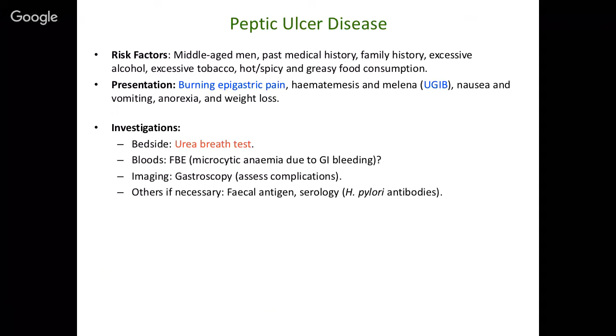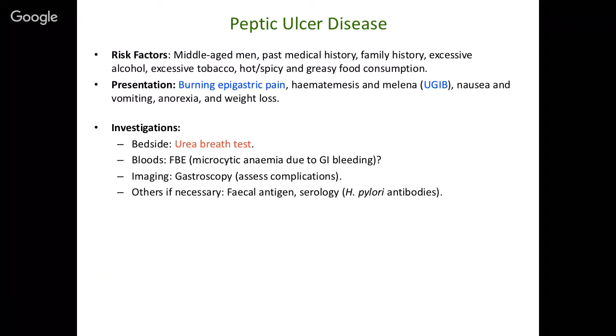Always good to do an FBE, specifically because peptic ulcer disease is a very common cause of upper GI bleeding. So you want to check if there's what type of anemia? Yeah, microcytic anemia. Iron deficiency, microcytic anemia. Good. Imaging, gastroscopy, and others if necessary.